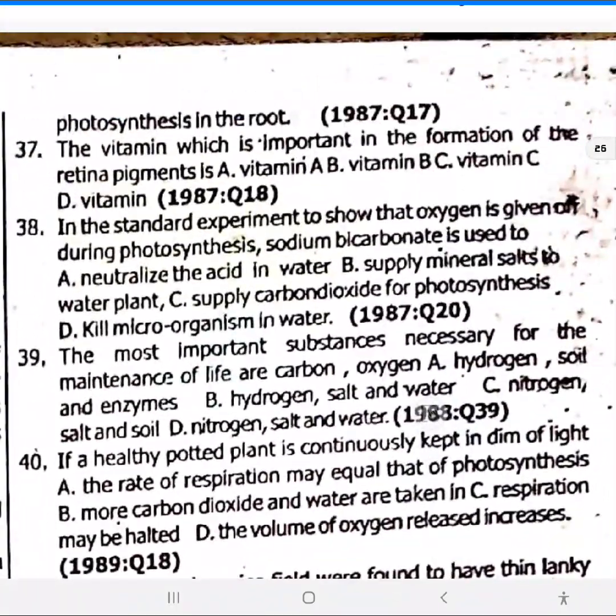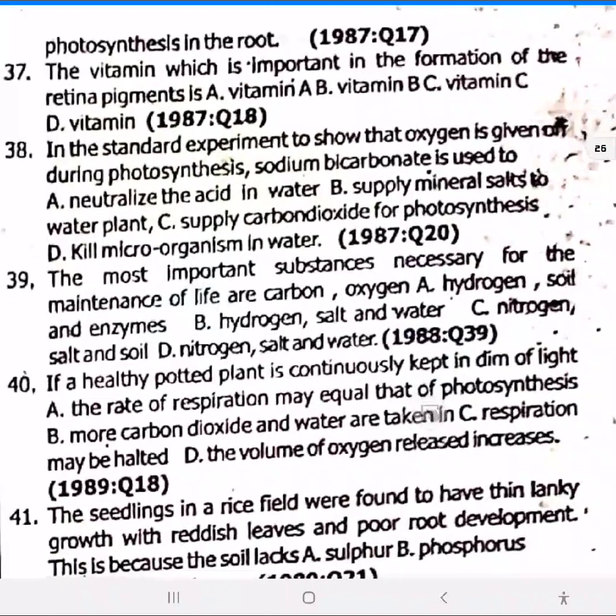Continue from 37. The vitamin which is important in the formation of retinal pigment is vitamin A. 37 is option A, so we don't need to go too much. We talked about that. Next, I want us to write vitamin A is also called retinol. Next, vitamin B1 is called thiamine. You will need this even in your 100 level, especially 200 level for medical students.